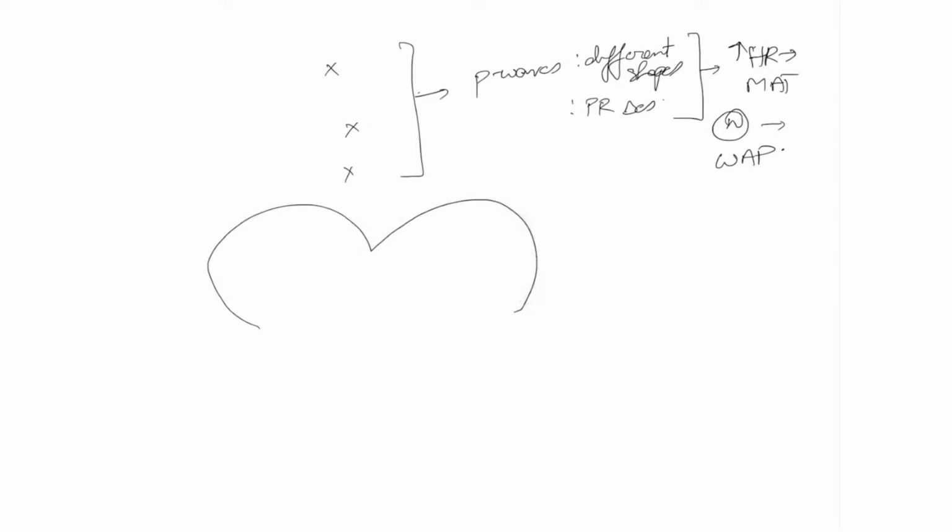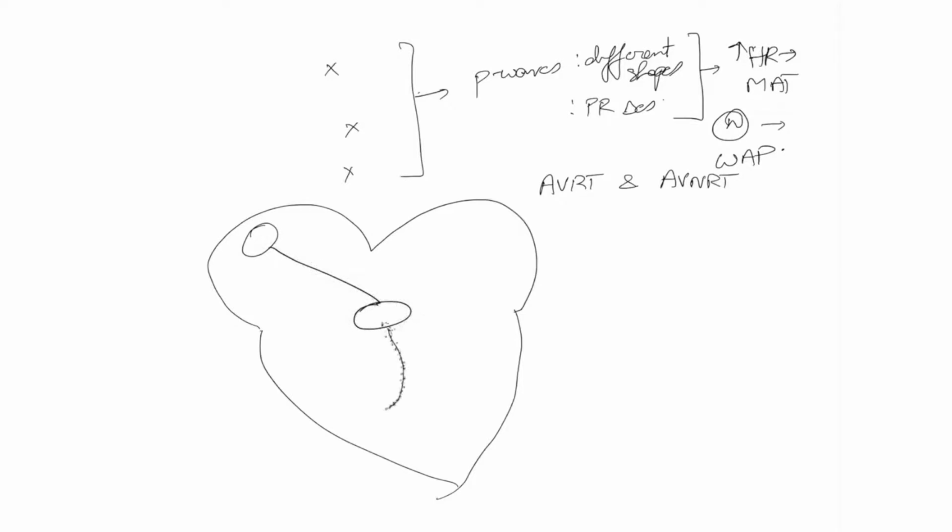Now let's go ahead and draw the heart, and we would talk about AVRT and AVNRT. So we said that the normal impulse from the heart starts from the SA node, goes to the AV node, and from there it goes into the ventricles. So that's the SA node, that's the AV node, and from there it's going into the ventricles. And the AV node should be the only area that's conducting impulses from the atria to the ventricles.